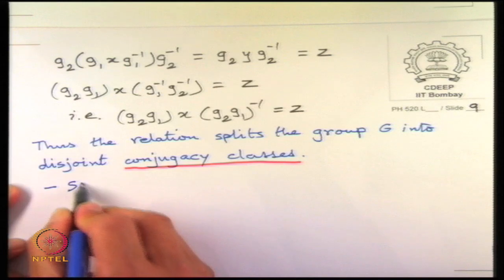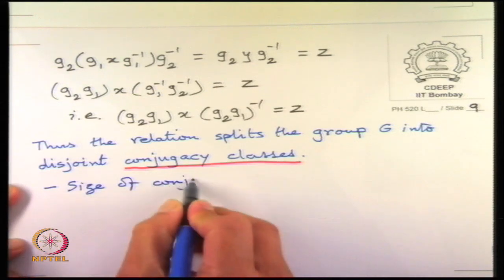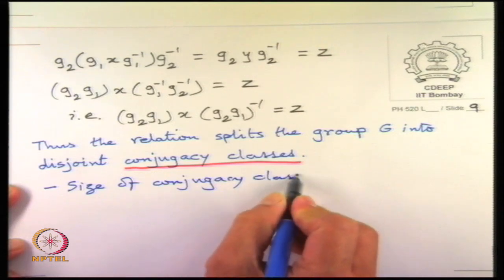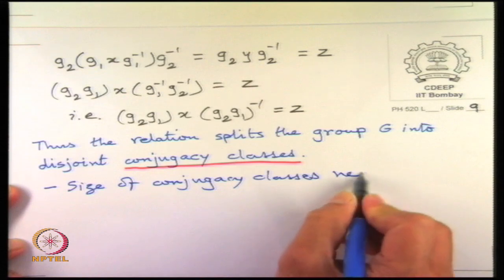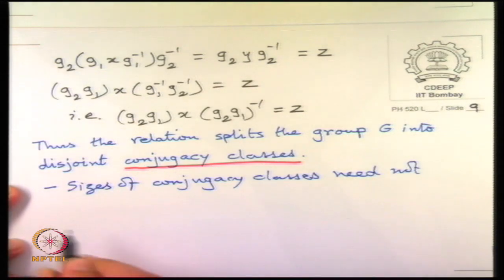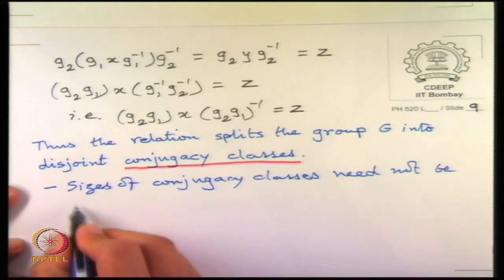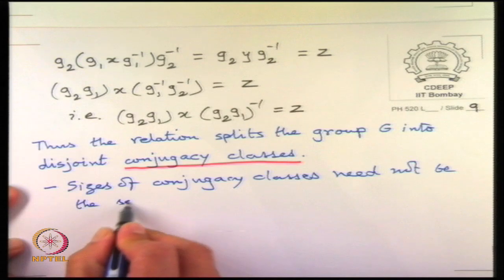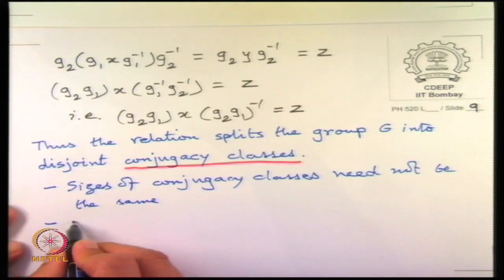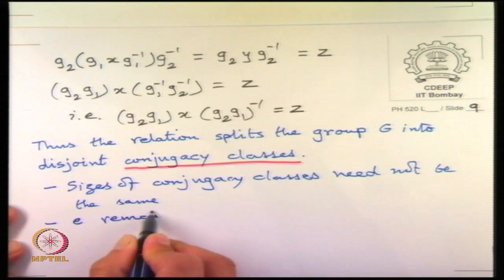So size of conjugacy classes need not be same. What I mean is, sizes of the different conjugacy classes need not be the same. Identity element remains in its own equivalence class, a conjugacy class.